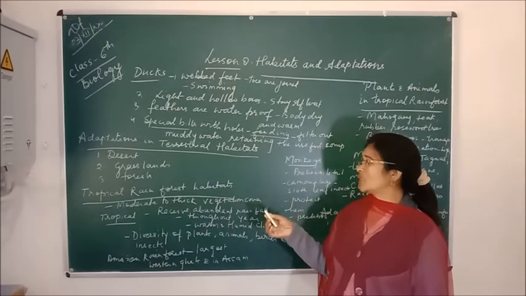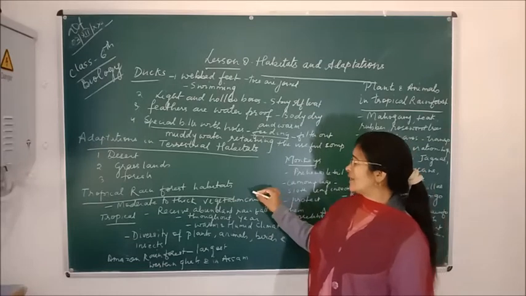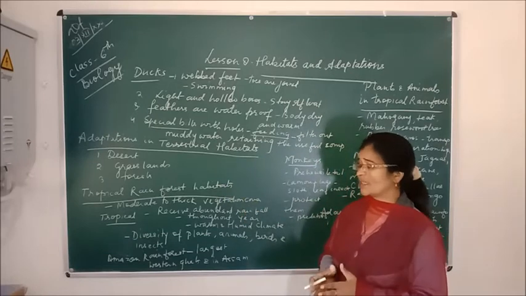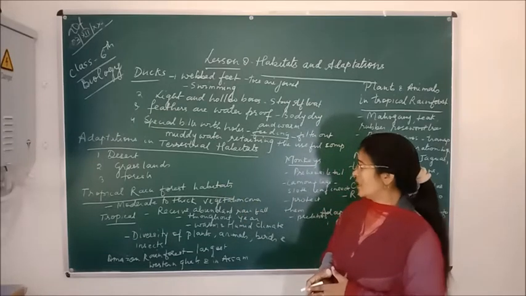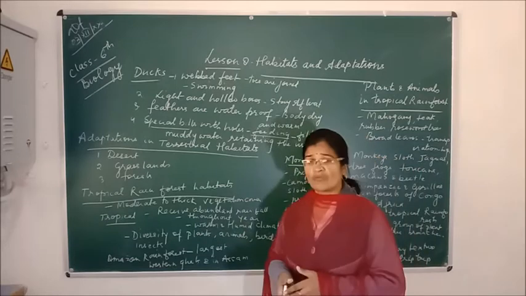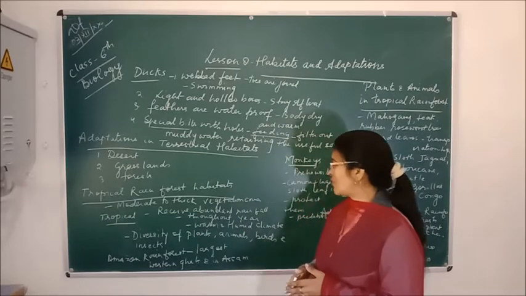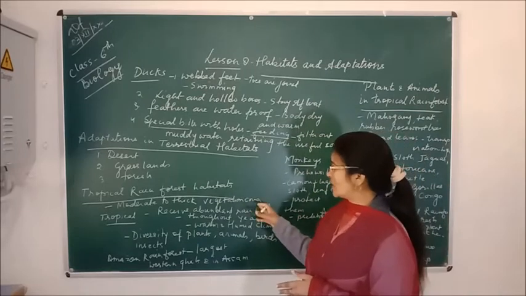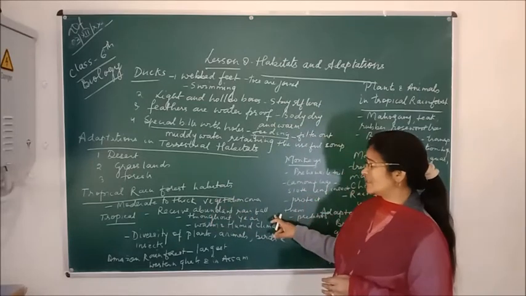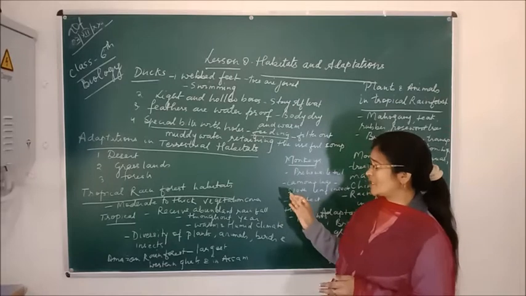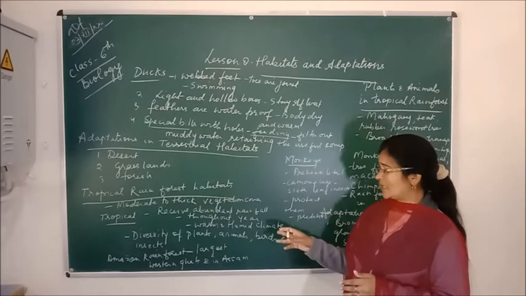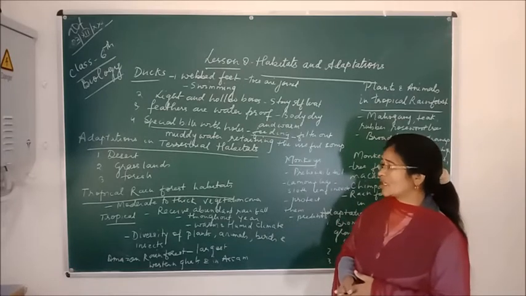First we will discuss the tropical rainforest. We all know this type of rainforest is found especially in areas where there is heavy rainfall throughout the year. Because of the heavy rain, there is a diversity of plants and animals found here, with moderate to thick vegetation. That's why it is called tropical rainforest, and it is mostly found in the Western Ghats and in Assam.